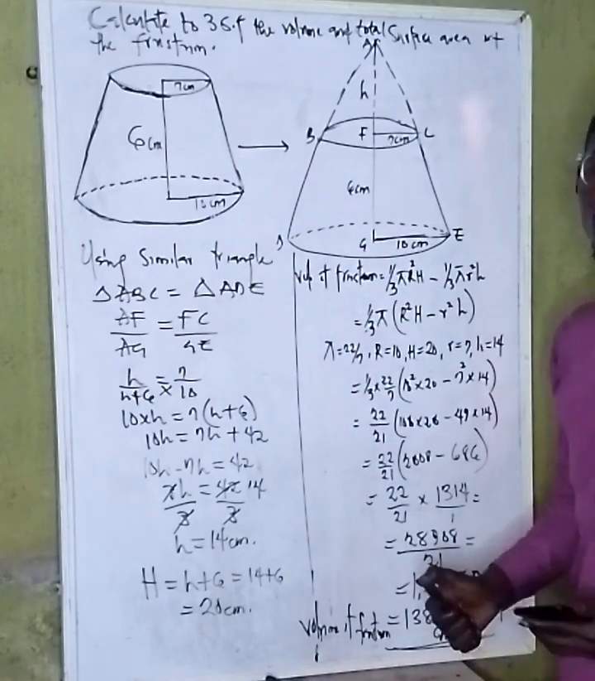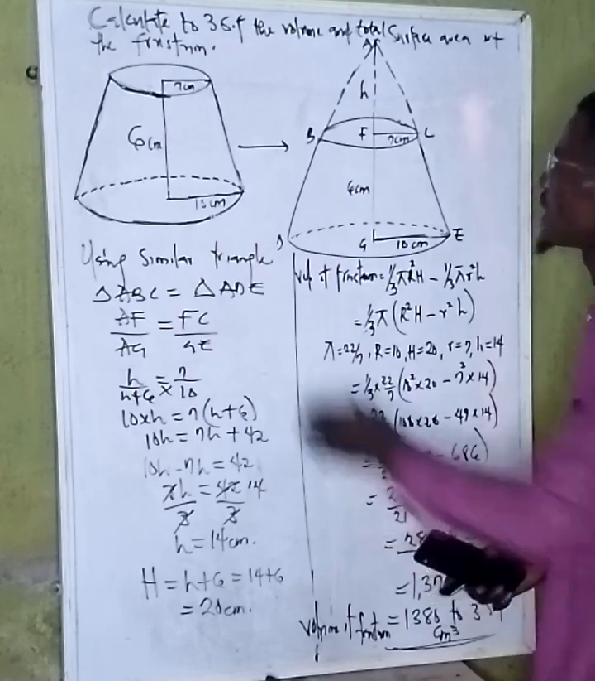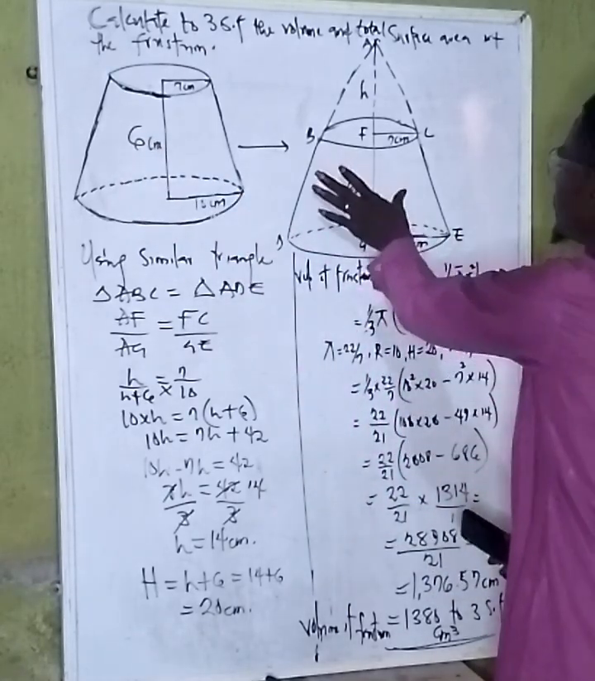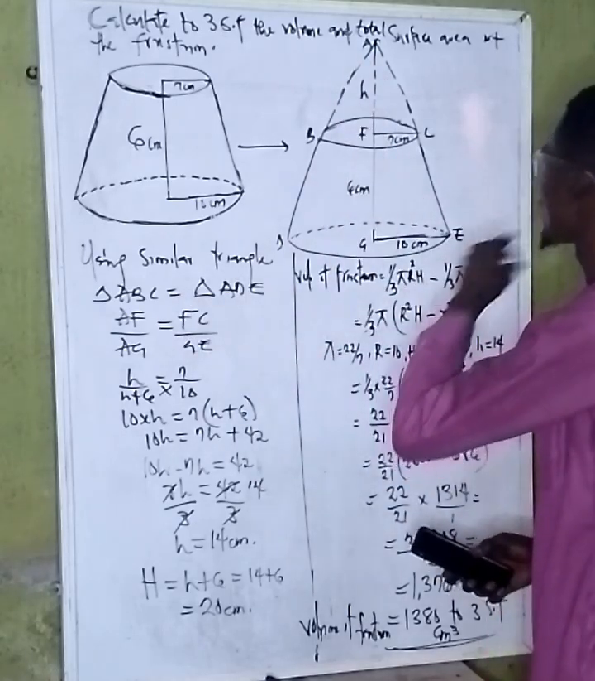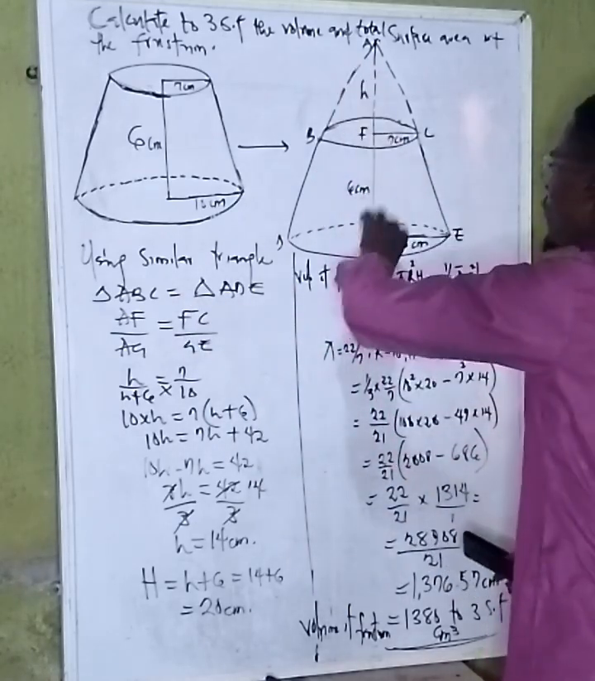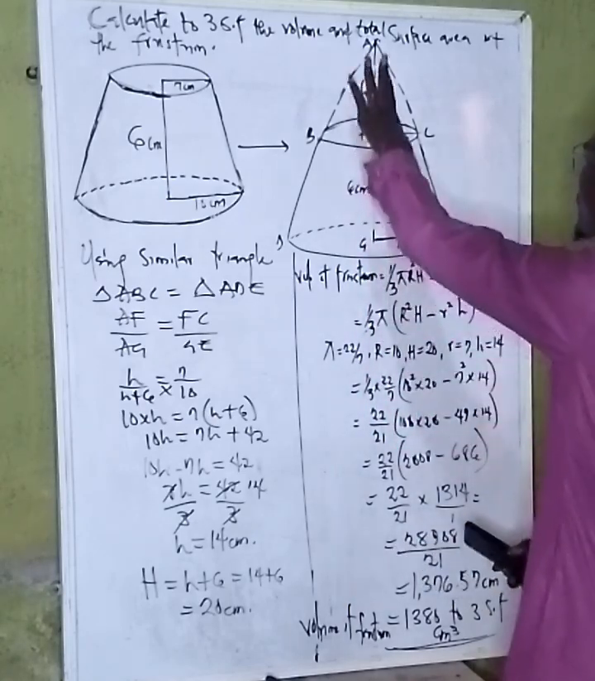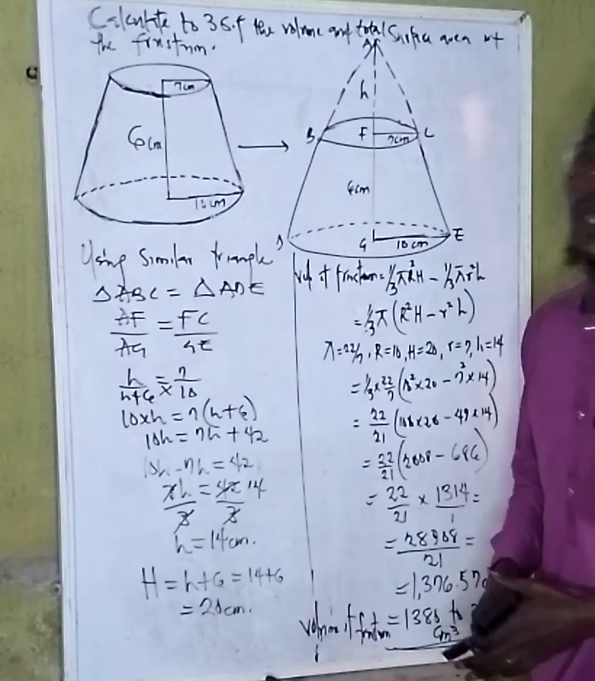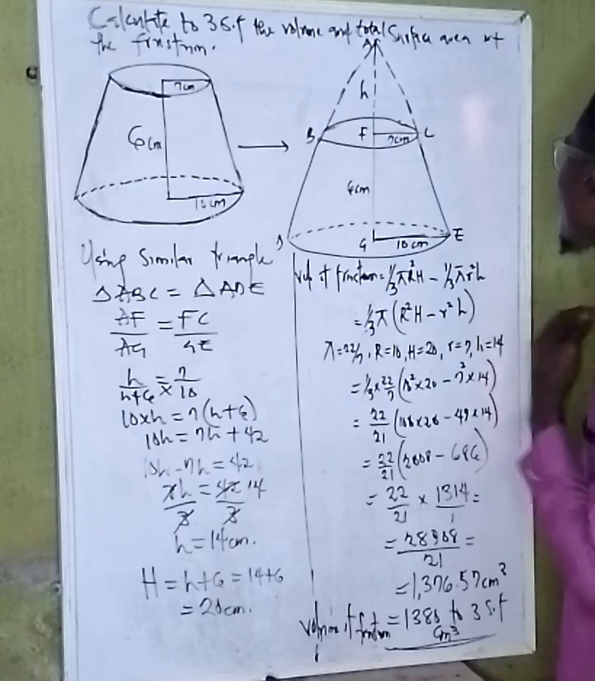Very simple. What we need to do is to see, like I said, the frustum as a complete cone, and that is what I've drawn here, for us to get it very well. Using similar triangles, compare the ratio of the height of the smaller cone to the bigger cone, and the ratio of the height to the radius. You get your answer.